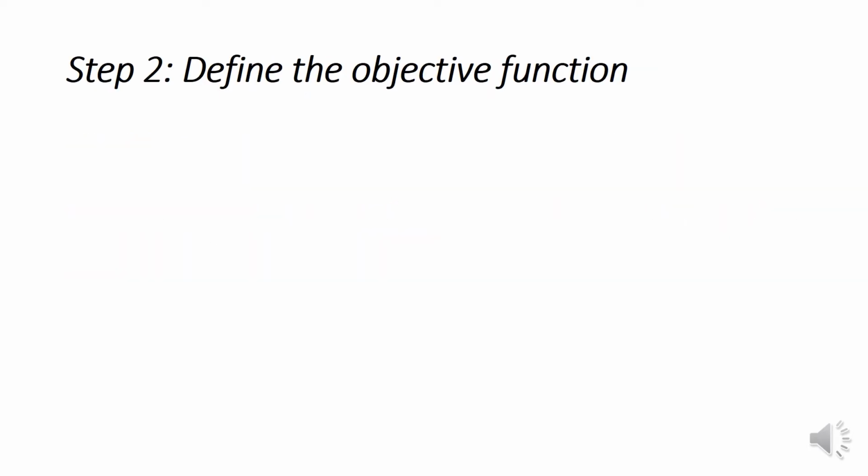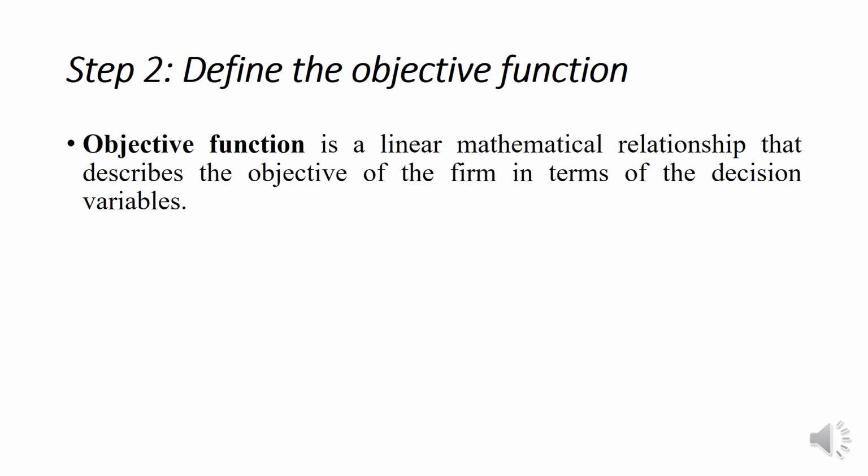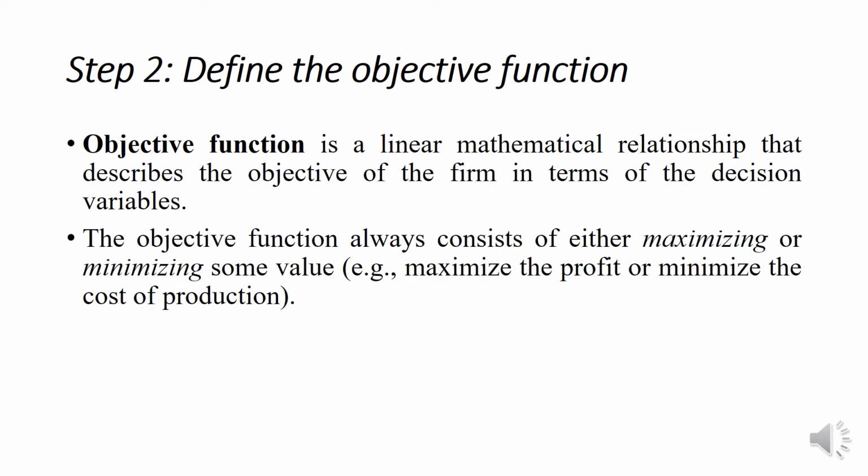Okay. Step two, defining the objective function. Again, our objective is to maximize our profit. In linear programming, the objective function is a linear mathematical relationship that describes the objective of the firm in terms of the decision variables. The objective function always consists of either maximizing profit or minimizing cost or some values. Normally, these are the two objectives in linear programming, to maximize or to minimize. In our case, we have to maximize the profit.